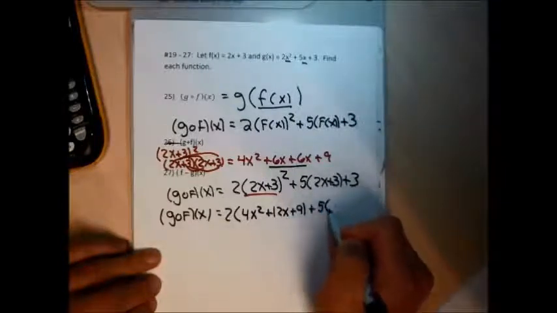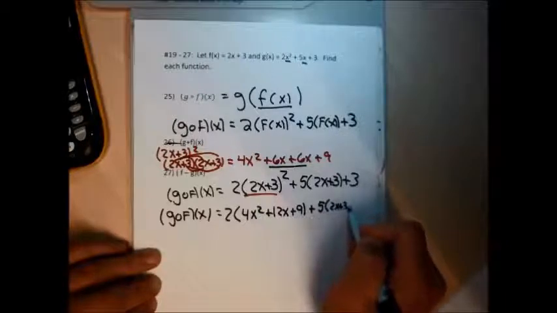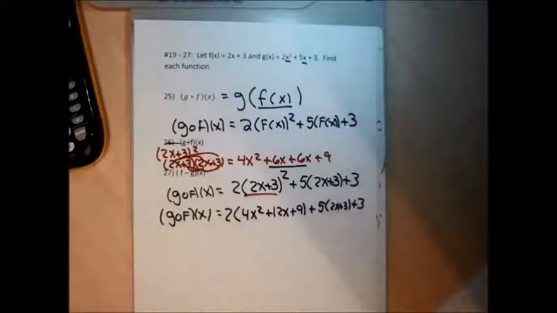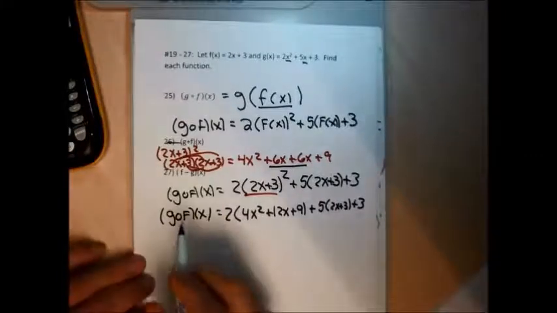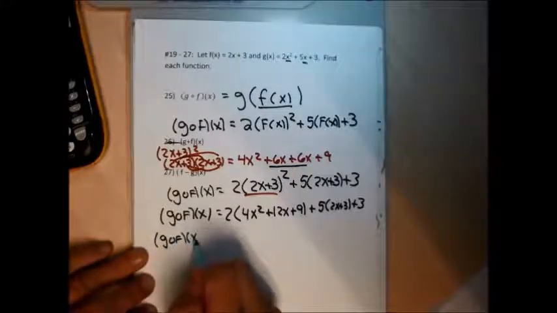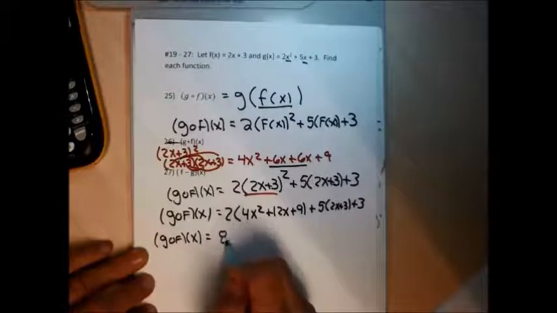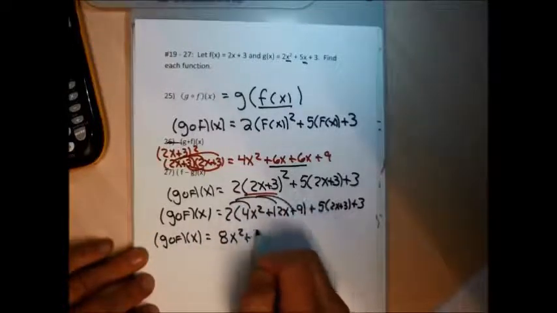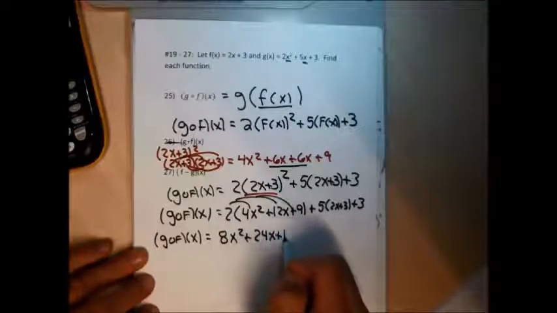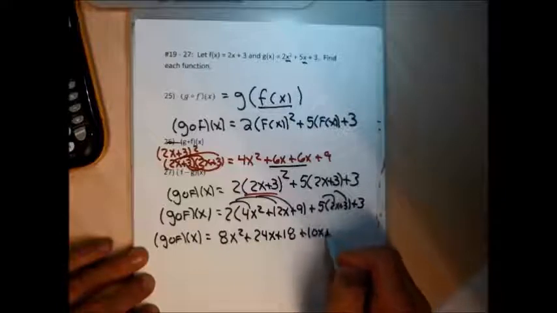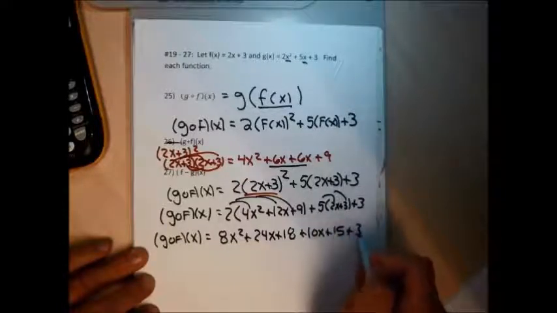So I'm doing order of operations, although I might be able to do more than that on one step. When I see a line that needs to be simplified, if there's an exponent, I should do exponents first. Now I'm going to do the multiplication to clear the parentheses. So I'm going to get g composed with f of x equals 8x squared, going 2 times 4x squared, plus 24x plus 18, and then plus 10x plus 15 plus 3.